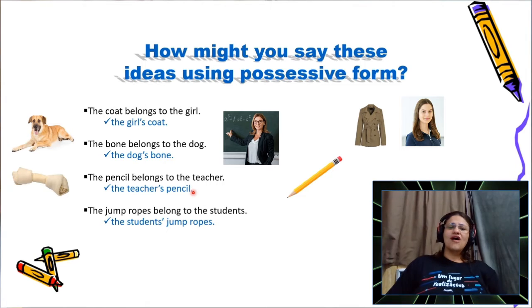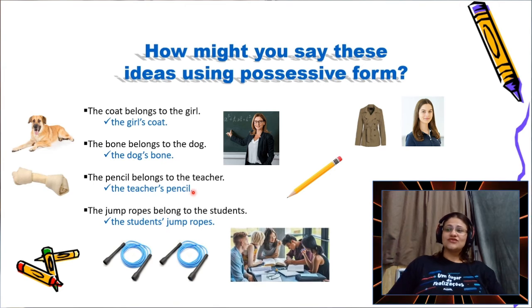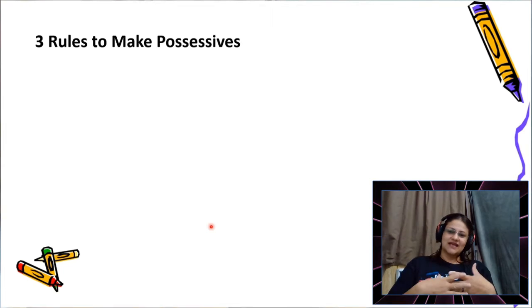And another example here, the jump ropes, in the plural, I have two jump ropes here, belong to the students. I have a lot of students here that possess something. In this case, two jump ropes. Jump ropes is in the plural, okay? So I can say the students' jump ropes. Excellent.